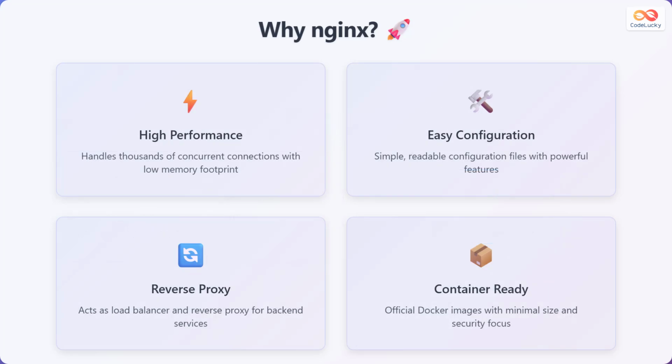Nginx is selected because of its high performance. It handles thousands of concurrent connections efficiently with a low memory footprint. It offers simple, readable configuration files with powerful features. It can act as a load balancer and reverse proxy for back-end services. Also, it provides official Docker images with minimal size and security focus, making it container-ready.